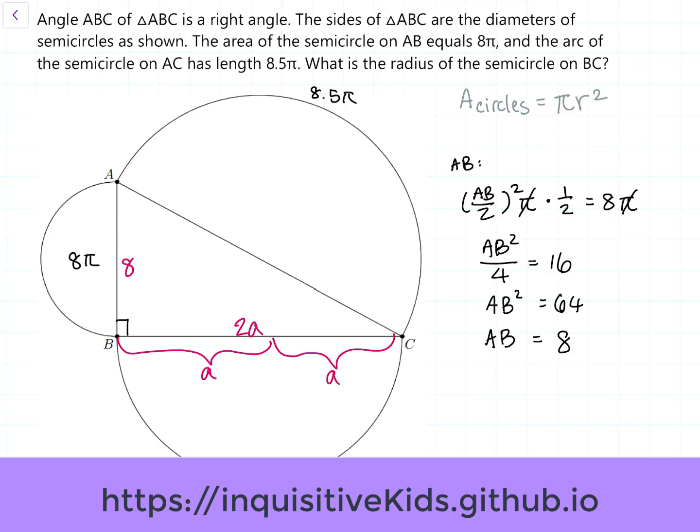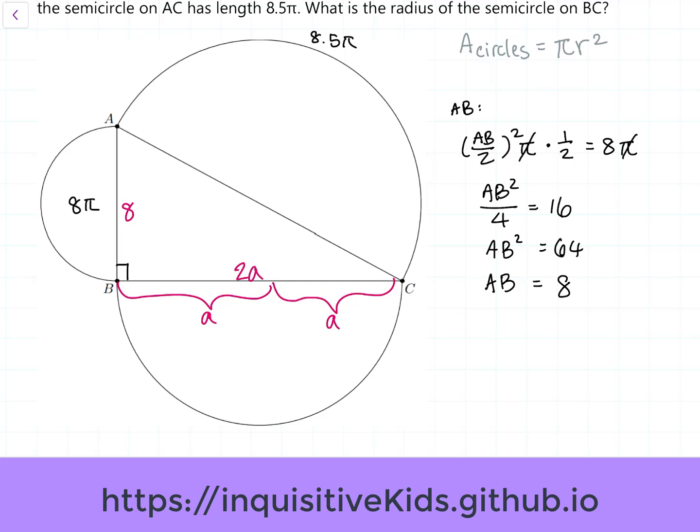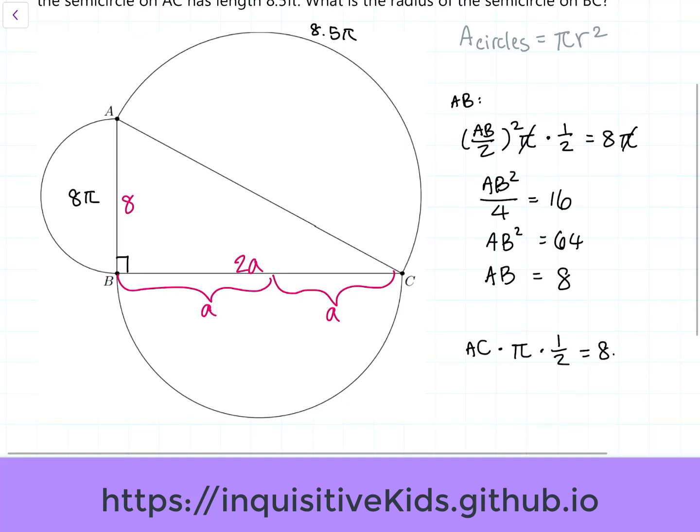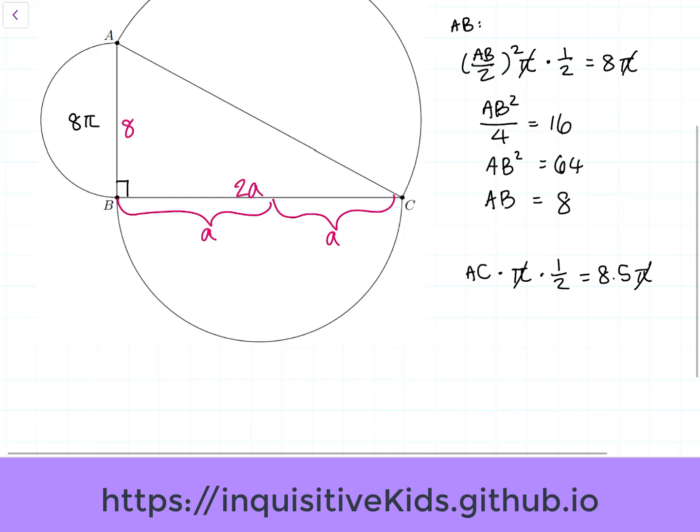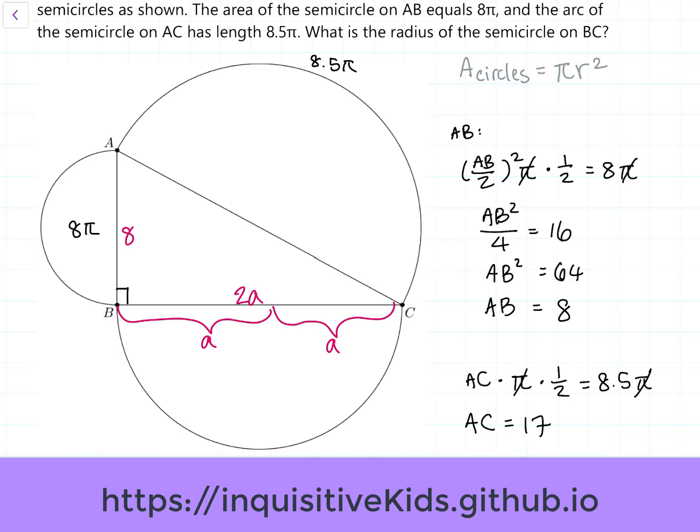Now let's look at the semicircle on AC. We don't know its area, but we do know part of its perimeter, and that is the circumference of the circle. But it's the circumference of a semicircle, so we have to take 1/2. Again, the formula for the circumference is diameter times pi. So we have AC times pi times 1/2, because it's 1/2 of the whole circumference, is equal to 8.5 pi. Now if we divide by pi on both sides, we have AC is equal to 17. So AC is equal to 17.